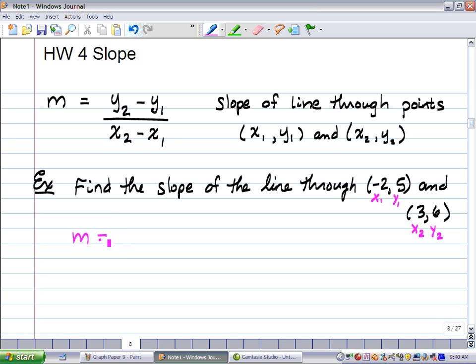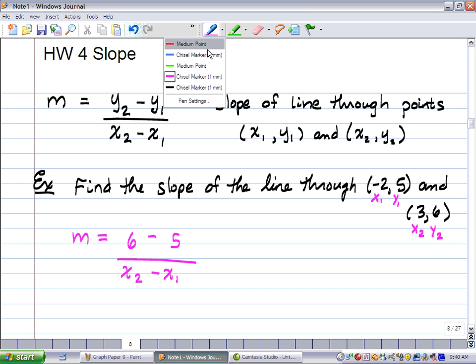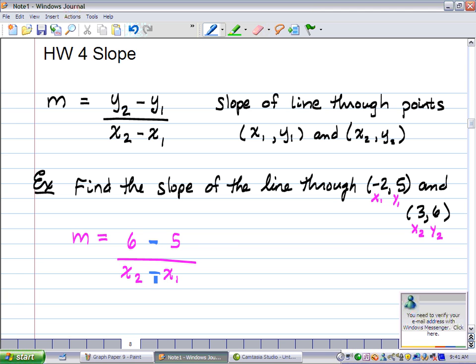And the slope is y sub 2 minus y sub 1 over x sub 2 minus x sub 1. So what am I going to put here in place of the y sub 2? Y sub 2 is 6. What am I going to put instead of the y sub 1? 5. Notice this negative didn't get touched. The same thing's going to happen to the negative down here. It's not going to get touched.